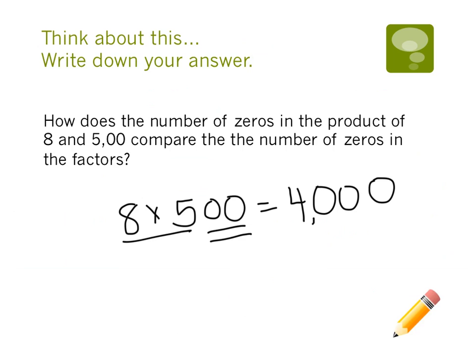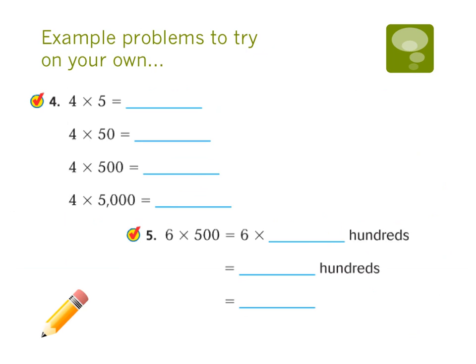We notice since 500 is a hundreds digit, we have at least 2 zeros in this answer. But because 8 times 5 had an additional 0 in the original fact, there's an additional 0 in this answer as well. Here's 2 examples to try on your own. Pause the video and write them down, and then replay to check your work.